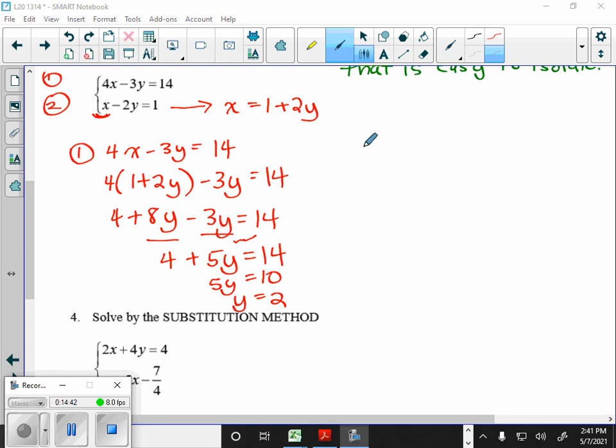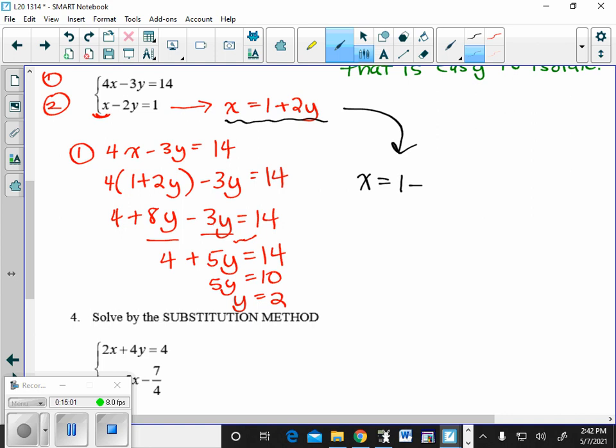Okay, now we are going to go back into either equation, and personally, we could use this equation right here. So let's go ahead and use that. x equals 1 plus 2y, 1 plus 2 times our 2, and we have x equal to 5.